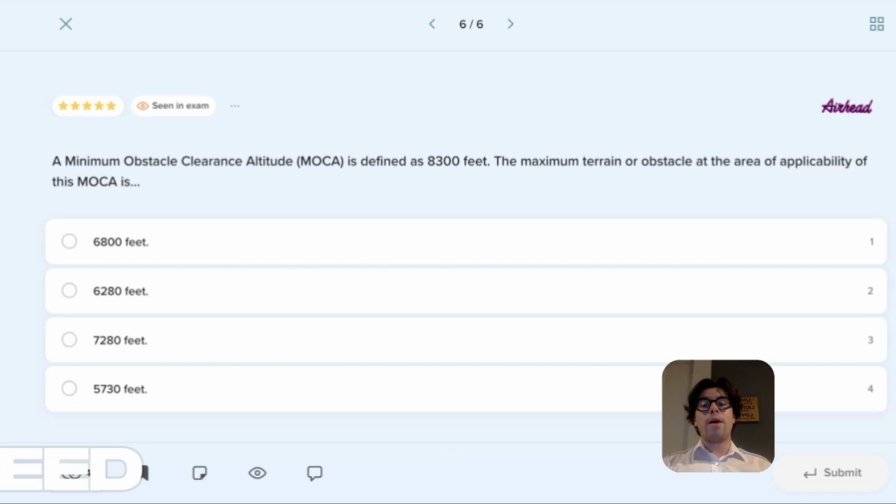However, remember that the MOCA gives you 1,000 feet obstacle clearance in non-mountainous areas, so below 6,000 feet, and 2,000 feet obstacle clearance in mountainous areas. So in this case, if MOCA is defined at 8,300, that means it's giving us 2,000 feet obstacle clearance above the highest obstacle, which will be 6,300. Meaning the maximum terrain obstacle will be 6,300 or less, but above 6,000 feet. Because if it was below 6,000 feet, then the MOCA would be defined as only 1,000 feet extra.